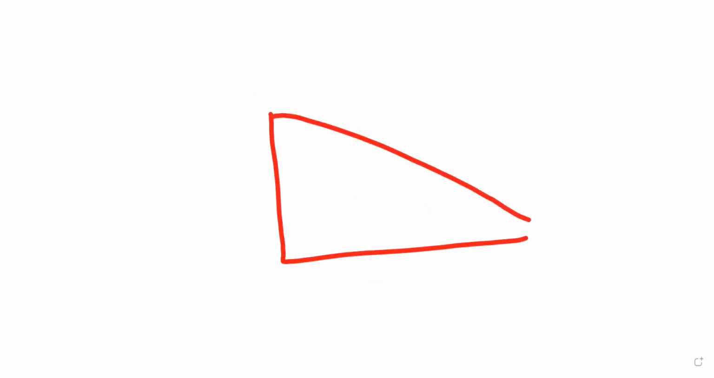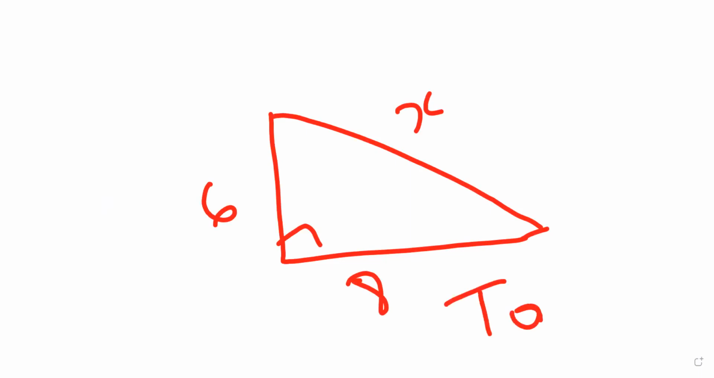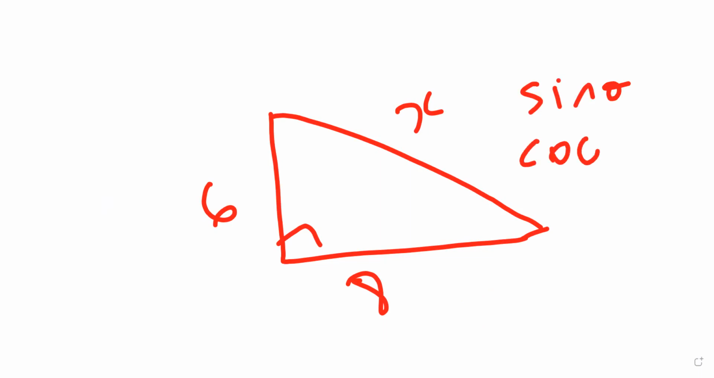Now, let's say I have this triangle right here, and I want to find the value. Let's say I label this as 6, I label this as 8, and I want to find this part. Now, if you look at this carefully, if I were to use any one of the trig ratio functions, like sine, cos, or tan, none of them would even be appropriate.